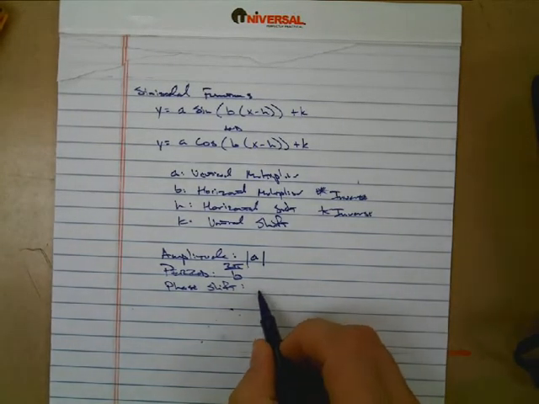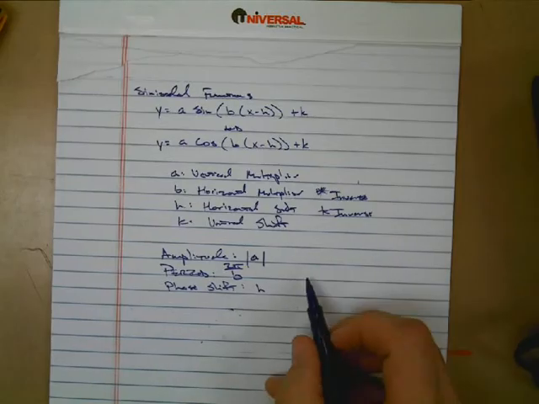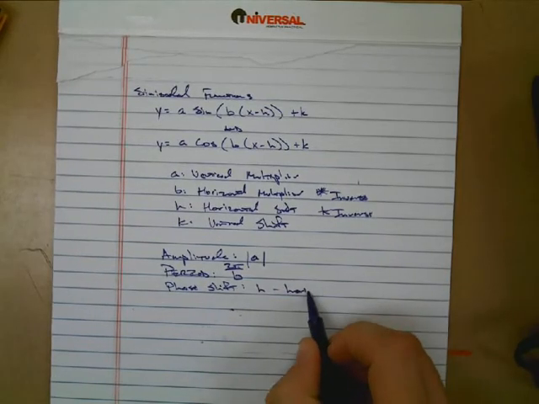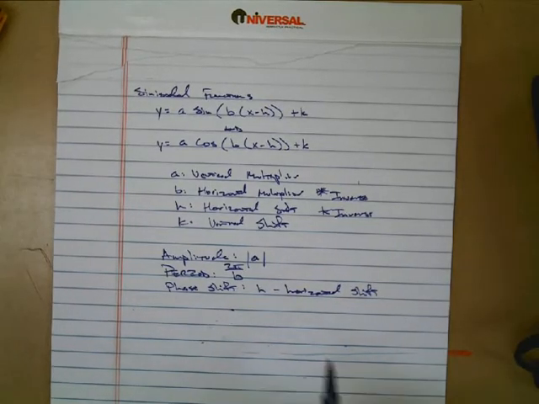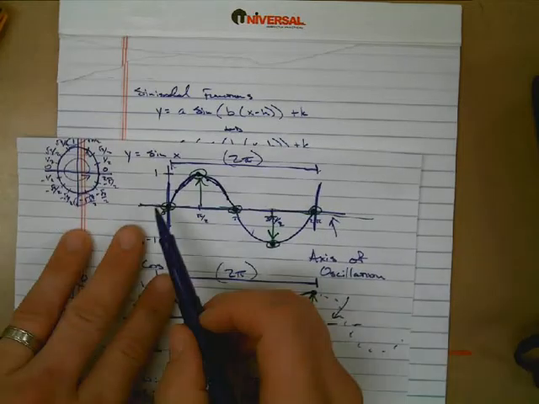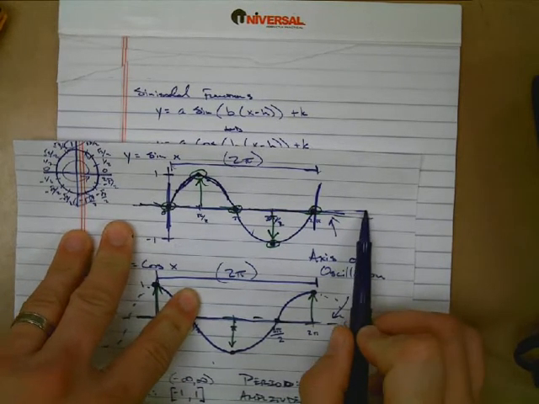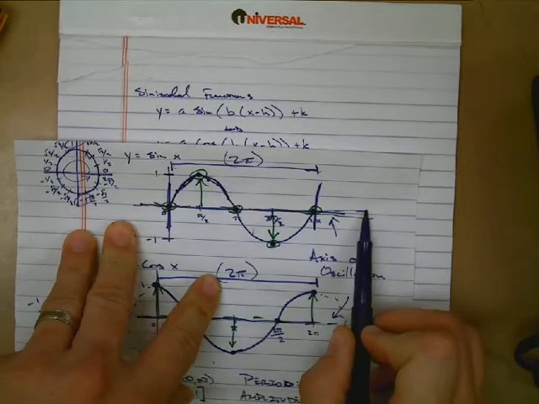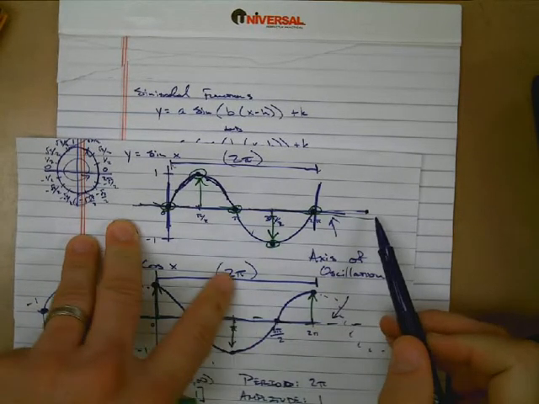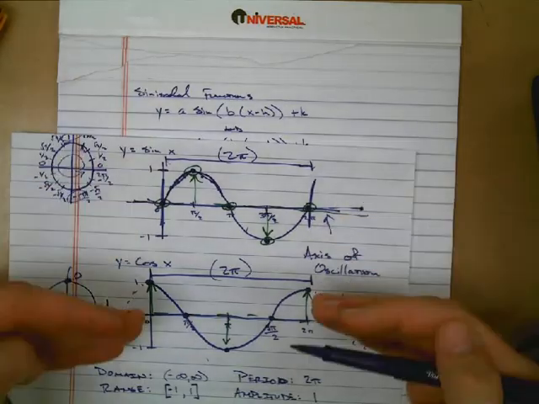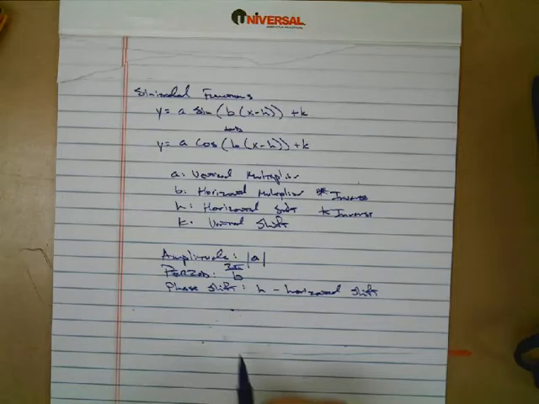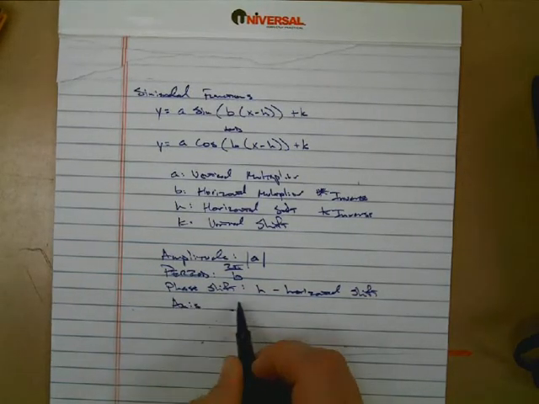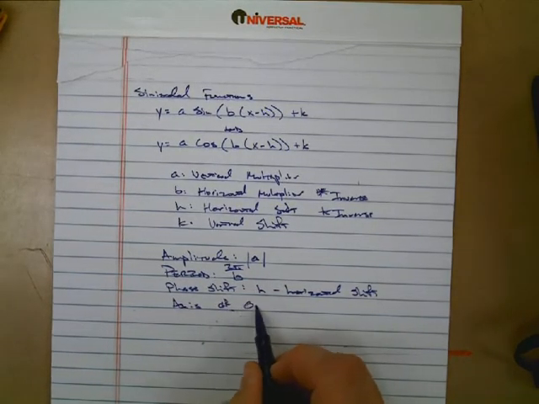And lastly, K is our vertical shift. K, in our parent function, there is none, so it's 0, identifies the axis of oscillation. Because if we take this entire function and shift it up or down, we have to base that on an axis of oscillation. So our axis of oscillation is always y equals that k value, because the entire piece is being shifted up or down.